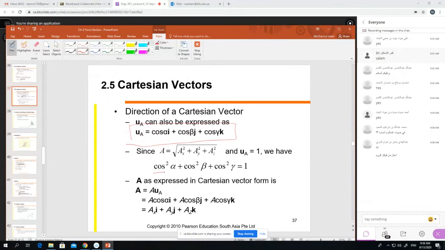And from trigonometry, you should know cos square alpha plus cos square beta plus cos square gamma equals 1. What is this? This is the angle, right? If it is our vector A, this is one angle, this is another angle, and this is another angle: alpha, beta, gamma. So cos square alpha, cos square beta, cos square gamma will make 1. And this is another formula.